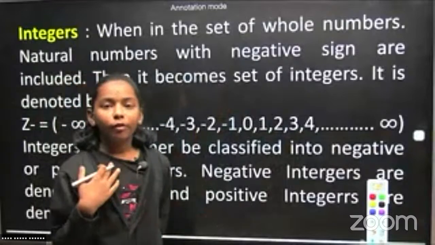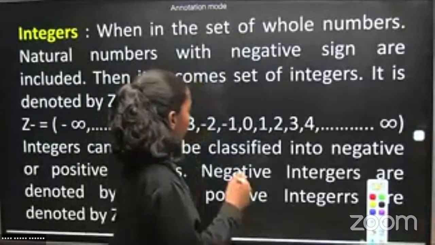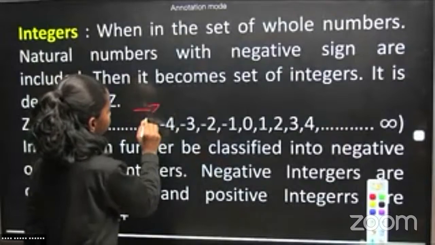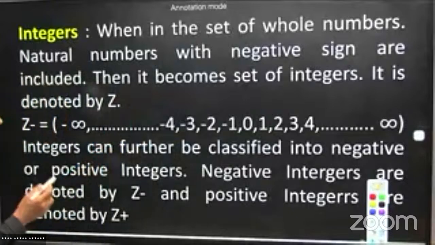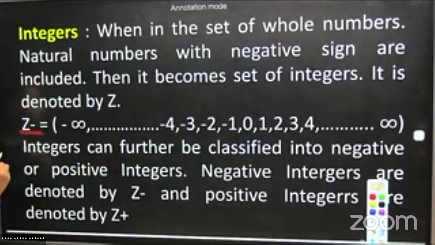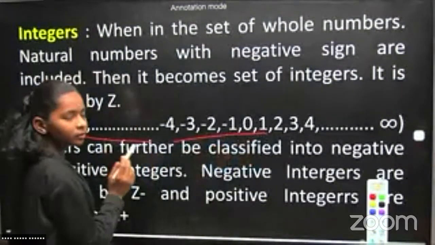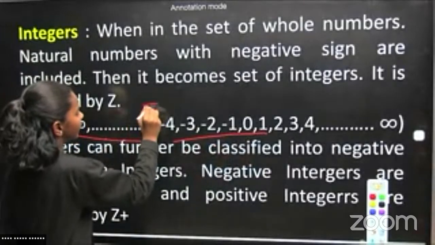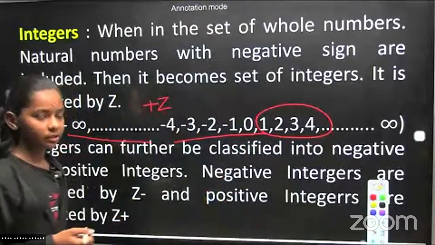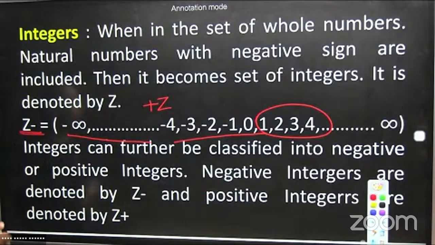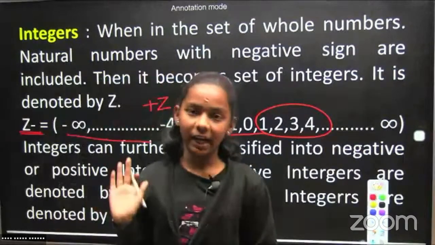But when we classify it, how to understand which is negative and which is positive? So, minus z is equal to negative integers. Minus z means negative integers. Here, what is this? Minus z. So, it shows negative integers. But plus z shows positive integers. These are positive integers. So it's given here. Now, you have to write this in your copy. Students, please write this.